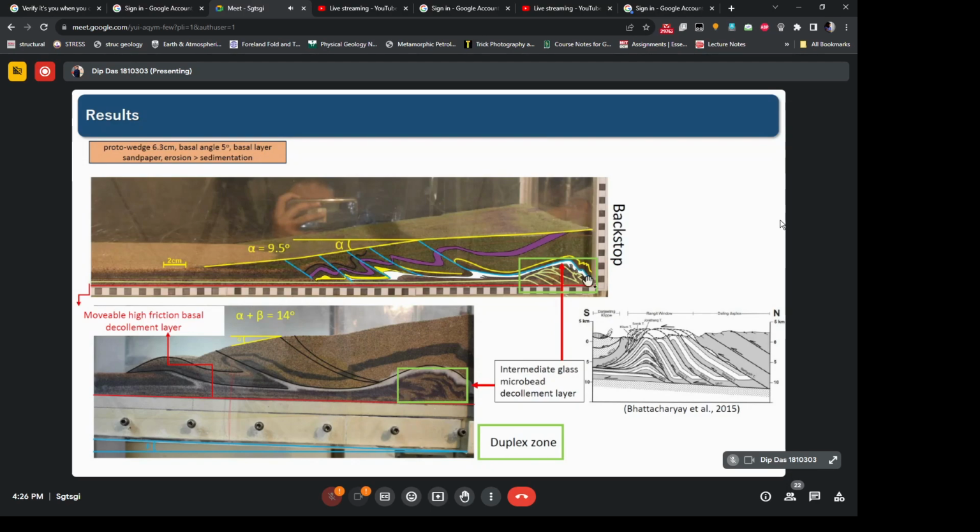formed near the backstop, whereas in the real scenario it is way towards the southern direction. So this part needs to be properly done, and I couldn't complete these experiments because of some unfortunate incident in the lab, and I plan to do it later. I'm trying to optimize the position and change several other parameters. I will try to get the desired result.